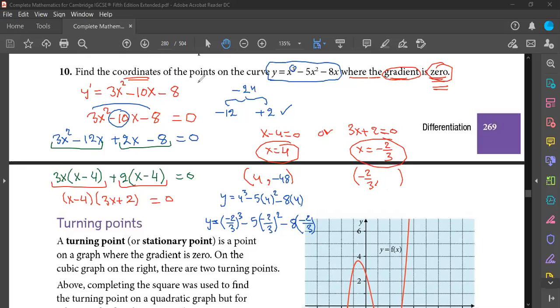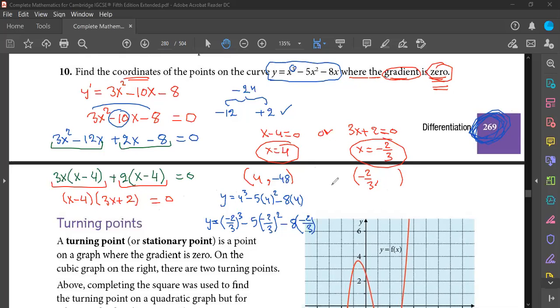This is the exercise on page 269. Please, I need you to do it today. Okay, that's a homework exercise up to 10.